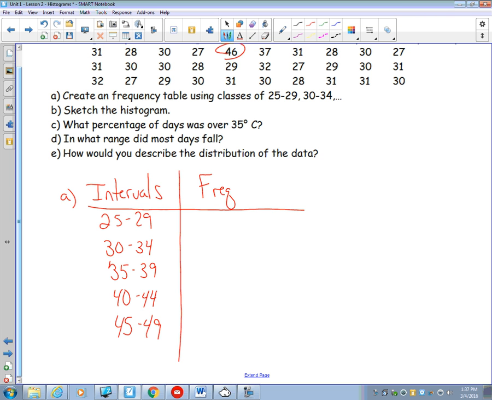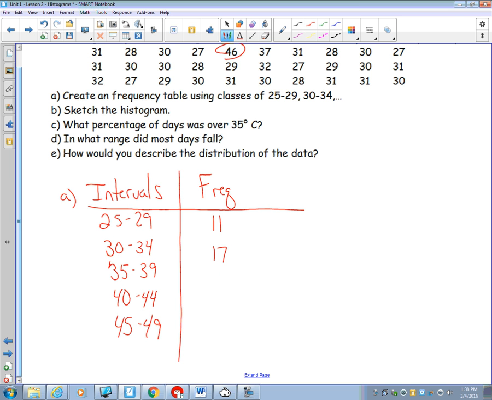My frequencies. I can use a tally chart, that's fine if you want to. I'm just going to jump right to the frequencies, go through and count the number of things I have in each interval. But if you want to make tallies first, that works too. So if I go through and count, how many things do I have between 25 and 29? Find all those pieces of data. Turns out that I have 11. Between 30 and 34, including both 30 and 34, I have 17.